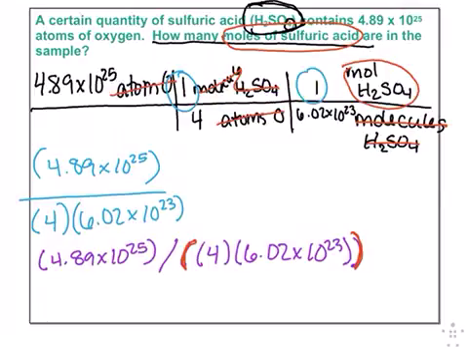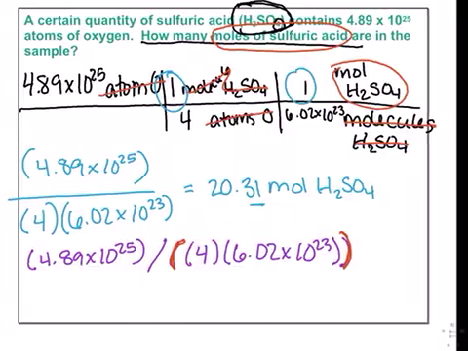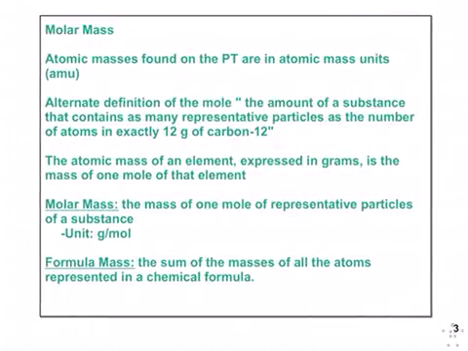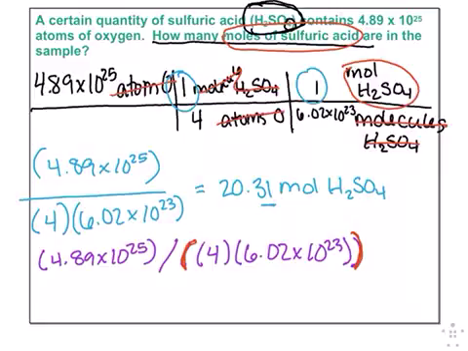So going through this arithmetic, what do we get for our moles of H2SO4? Cora? 20.31. Very good, 20.31. Again, instead of doing sig figs on these, please just give me 2 decimals.